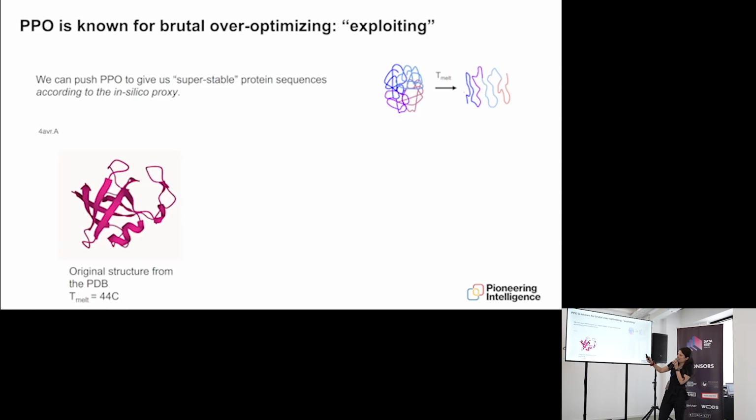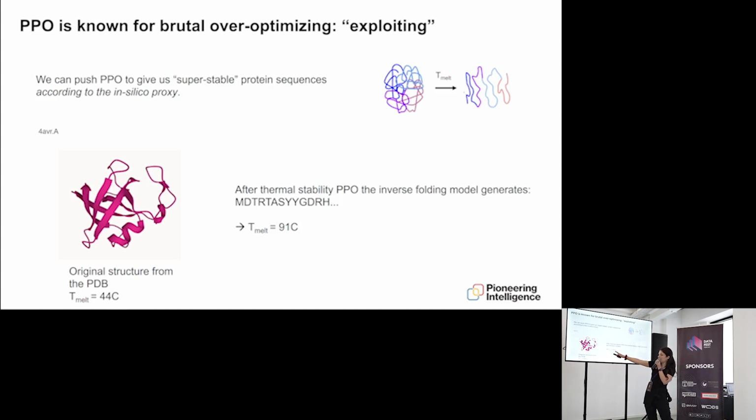Here we have a protein from the Protein Data Bank. This is its original structure. It has a melting temperature of 44 according to the thermal stability model. We give that structure to ProteinMPNN, which will produce a sequence for us. But this is the ProteinMPNN that has been PPO'd with the thermal stability model. So we get a sequence, and that one has a really crazy high melting temperature. You can already be suspicious here, that this is very high.